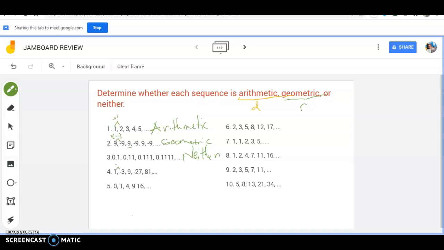Okay, ang galing nyo ah. So we are multiplying a constant number which is negative 3. Very good. Grade 10. What about number 5? Is it arithmetic or geometric in form?